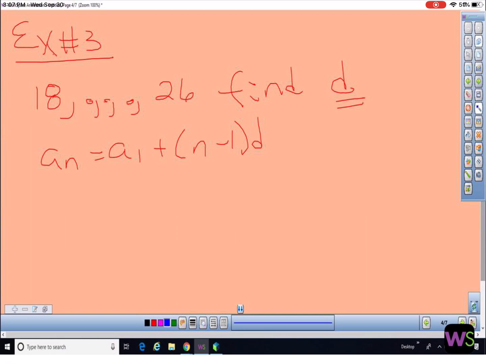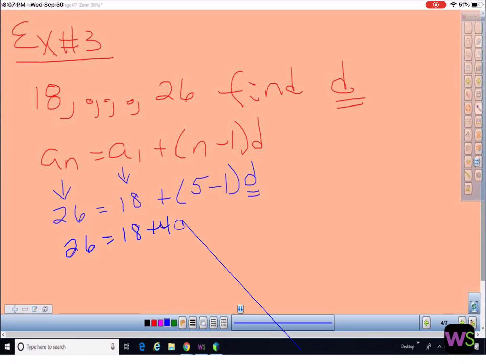So you're going to have A of 1 is going to be 18. A of n is going to be 26 plus the n, which I don't know, but actually I do because it's 5, right? They told me 5. So let me take off the n, and that's going to be 5 minus 1 times my difference. What I don't know is my D. That's what I'm looking for. So I would have 26 is equal to 18 plus 4D, because it's 4 times D, and then that's going to be minus 18, minus 18.